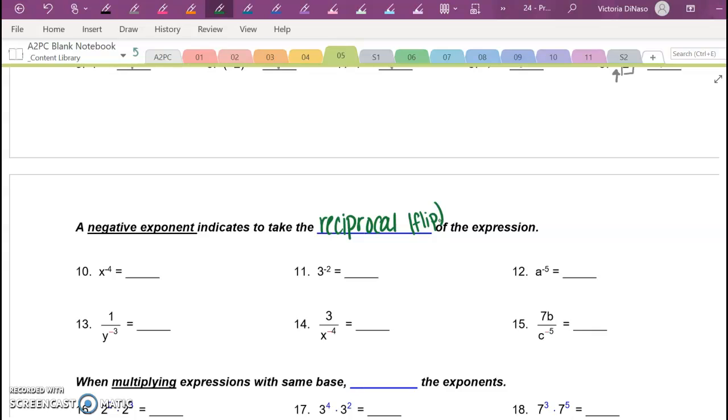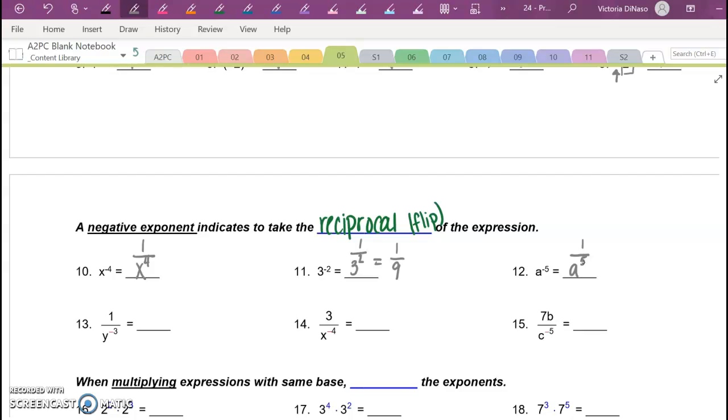So in number 10, you're going to go ahead and take x to the negative 4, and we're going to bring it to the denominator, so it's 1 over x to the power of positive 4. So by taking the reciprocal of the expression, the exponent now becomes positive. In number 11, we have 3 to the power of negative 2, so we can write this as 1 over 3 squared, which we can also say is 1 over 9. In number 12, we have a to the negative 5th. So we're going to put 1 over a to the 5th. So we take the reciprocal.